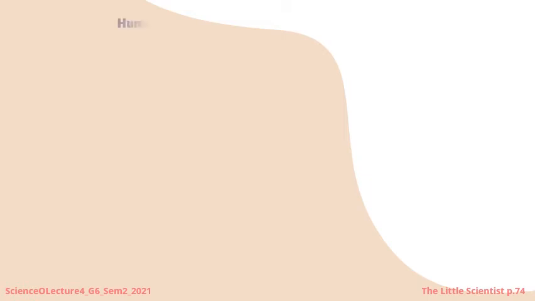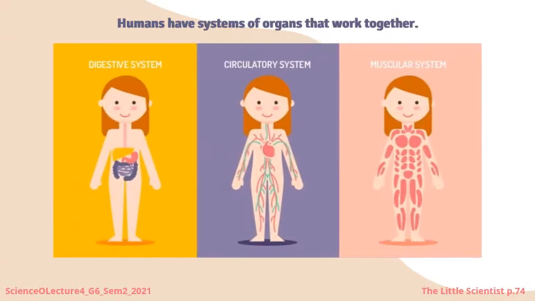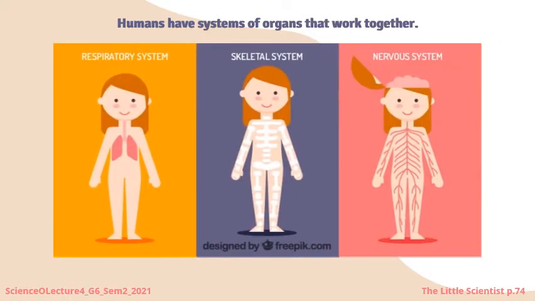The organism is a group of systems working in harmony in order to maintain life. The human organ systems include the digestive system, the circulatory system, the muscular system, the respiratory system, the skeletal system, and the nervous system.